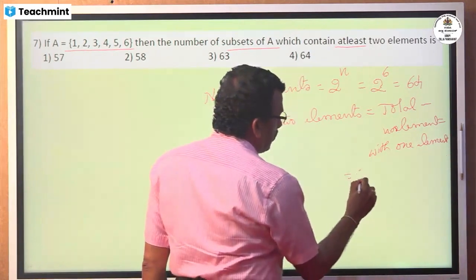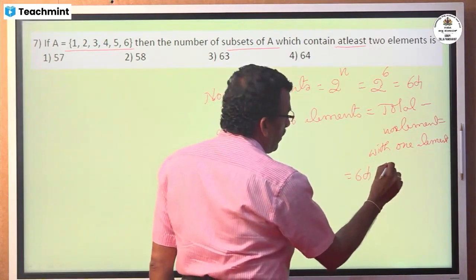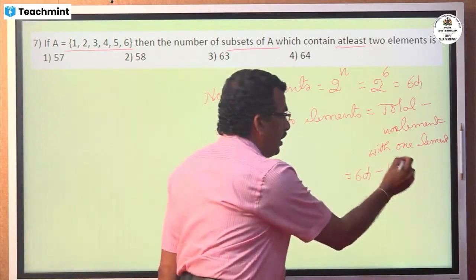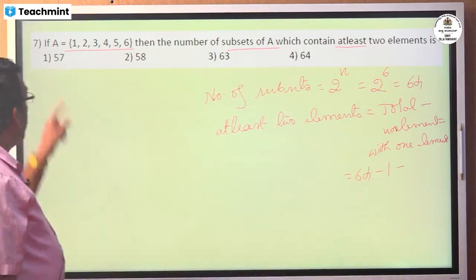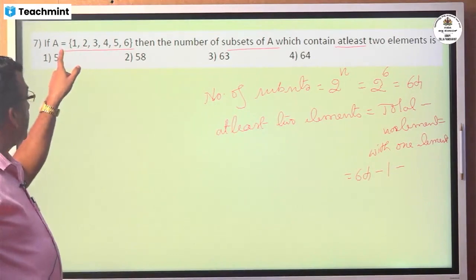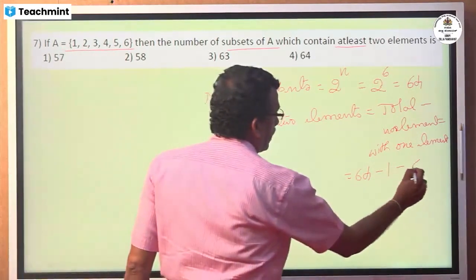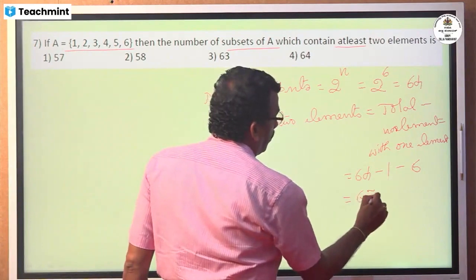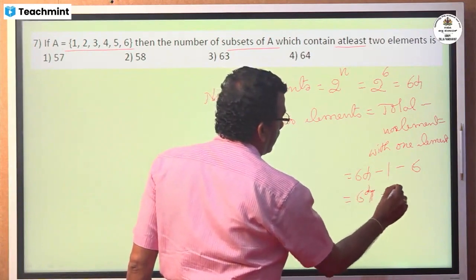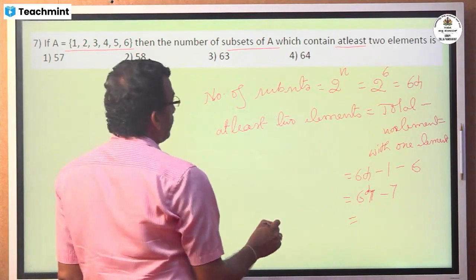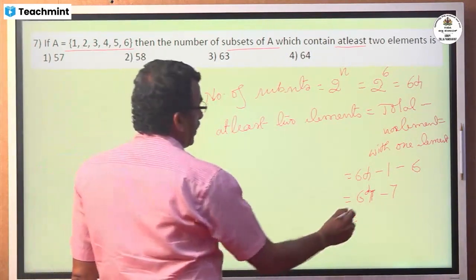Total is 64. No element is empty set, with only one, minus with one element. When you take one element in a set, how many such subsets we are getting here? Total is 6. So 64 minus 7. 64 minus 7 is what? 64 minus 7.